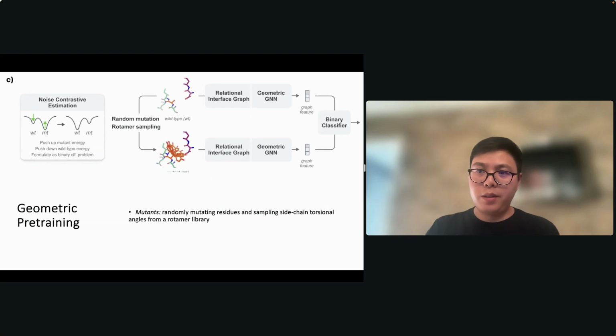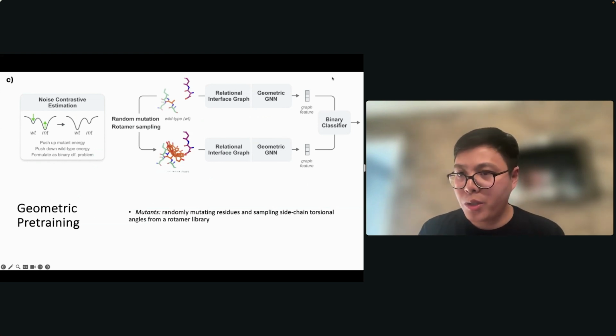So for pre-training, we're going to pre-train the model on protein-protein complex structures, because our goal is to understand how different proteins interact. That's why we pre-train the model on protein-protein complex structures, and we also use a contrastive learning idea.